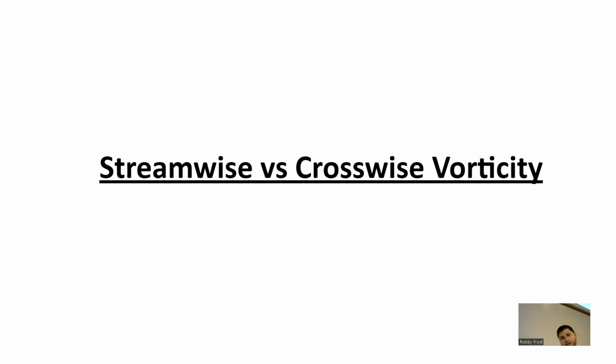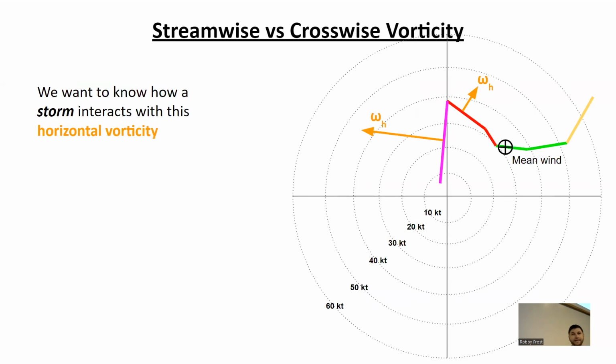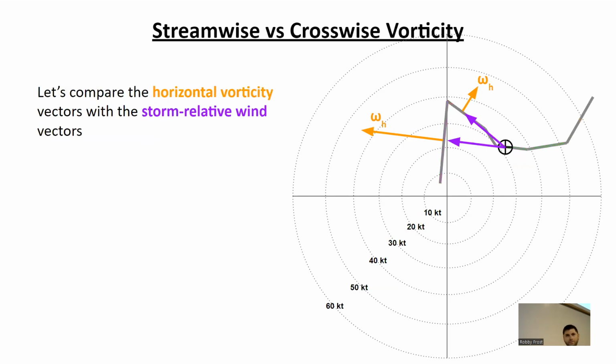Now let's talk about streamwise and crosswise vorticity. These are going to be the components of that total horizontal vorticity vector. To get at this concept, we need to consider the storm again. We're concerned about how a storm is interacting with the horizontal vorticity, so we want to compare storm-relative winds to horizontal vorticity. Makes sense, right? It's what the storm's feeling. So that's exactly what we're going to do here. We're just going to compare the pinkish storm-relative winds and the horizontal vorticity.